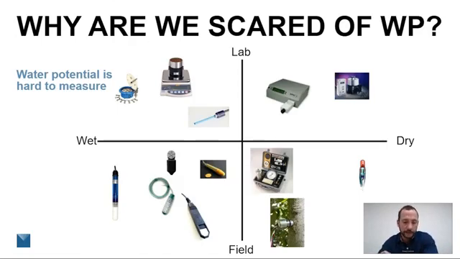And then the last bit that makes water potential a little bit more difficult is that it's hard to measure. It's relatively hard to measure compared especially to water content. You have some instruments that are well suited for the lab, some that are well suited for the field, some that work in the wet end, and some that work in the dry end. Unfortunately, there is no one instrument that is going to give you accurate measurements all the way from 0 water potential down to air dry water potential, either in the lab or in the field or in the plant.